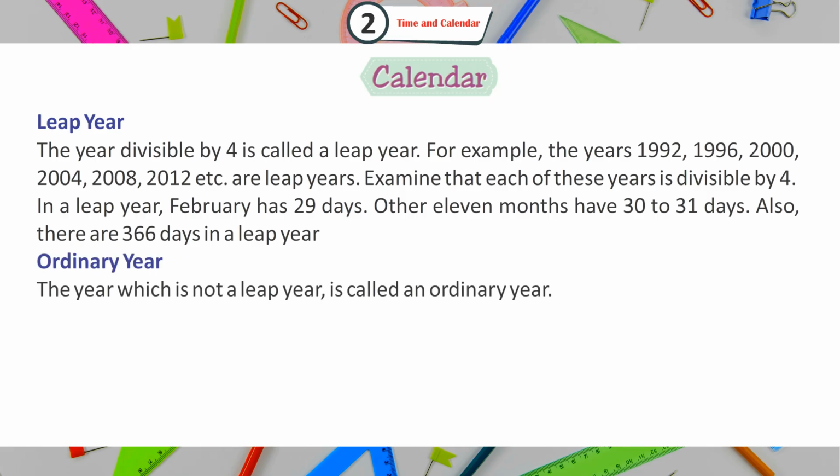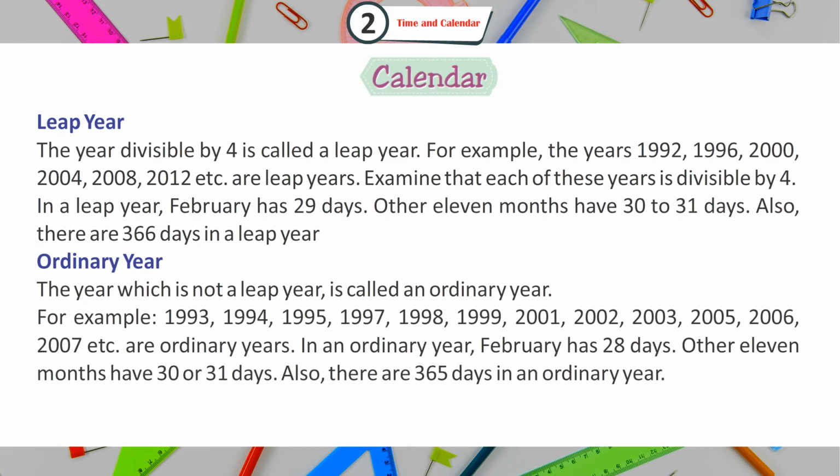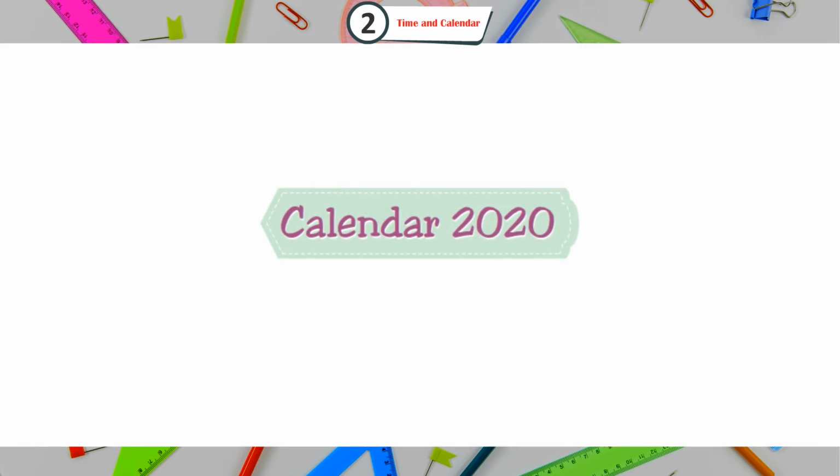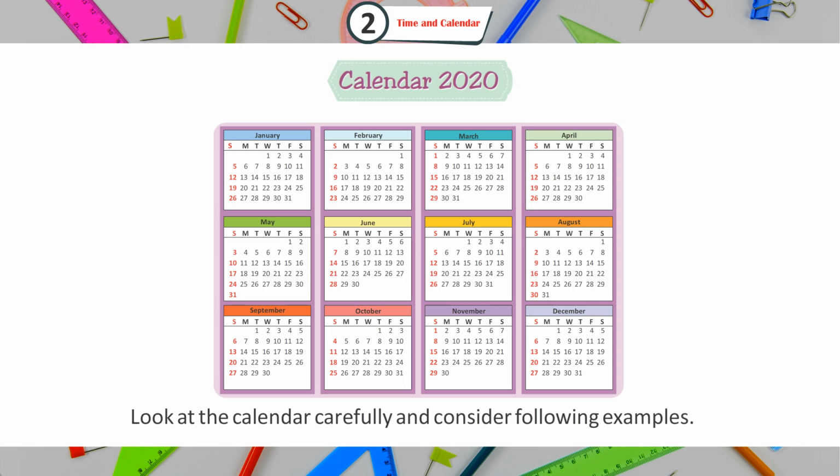Ordinary year. The year which is not a leap year is called an ordinary year. For example, 1993, 1994, 1995, 1997, 1998, 1999, 2001, 2002, 2003, 2005, 2006, 2007, etc. are ordinary years. In an ordinary year, February has 28 days. Other 11 months have 30 or 31 days. Also, there are 365 days in an ordinary year. The calendar for the year 2020 is given below. Calendar 2020. Look at the calendar carefully and consider following examples.